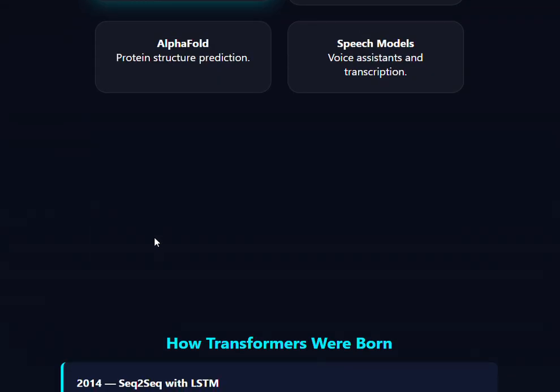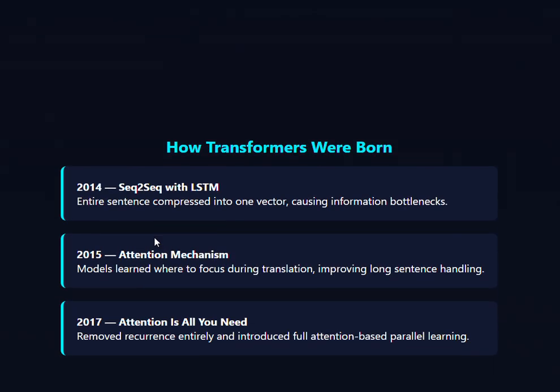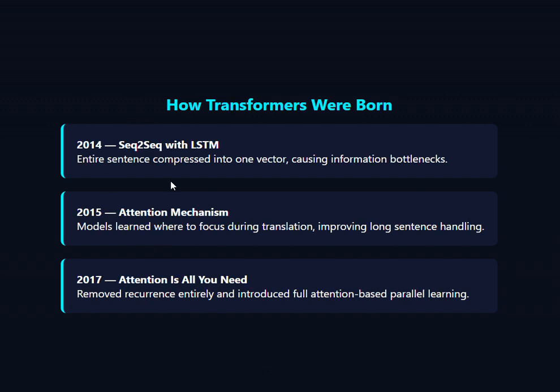Now let's go into how transformers were born and what their origin story was. This basically happened in three stages. Stage 1 was sequence to sequence with LSTM. This happened in 2014. The process was to read the entire sentence, compress the meaning into one vector, and then decode the translation.